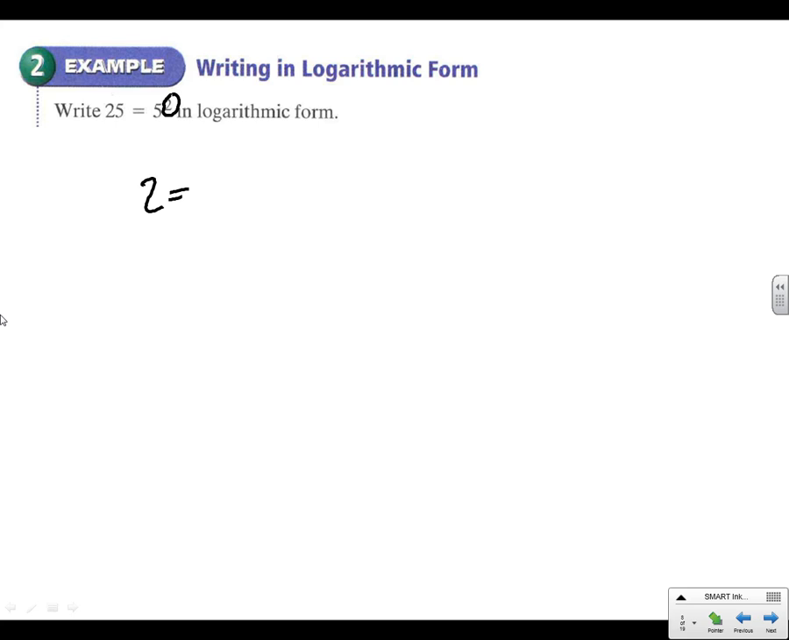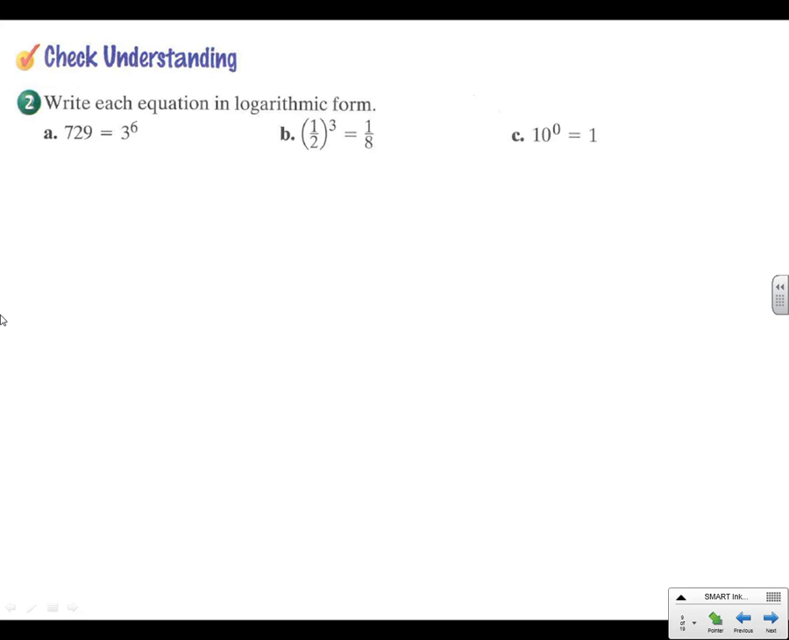So 2 equals log base 5 of 25. So this says, how do I get from 5 to 25? I would square it. Right? That's how we're reading the logarithm equation. So log base 5 of 25 equals 2. That's logarithmic form. Your turn on understanding check 2, A, B, and C. Get it in logarithmic form.